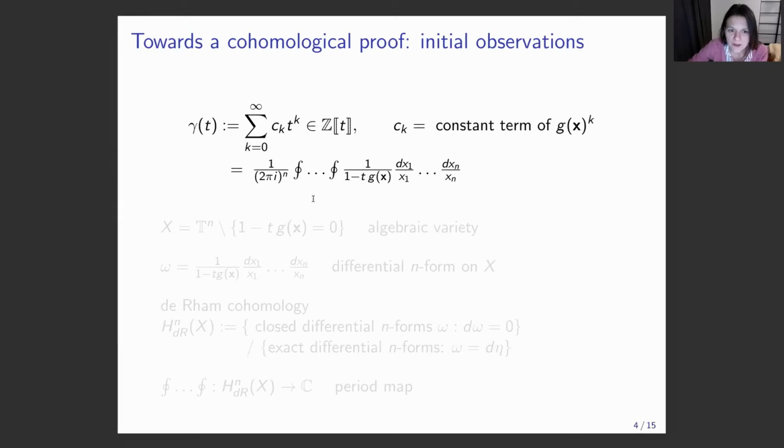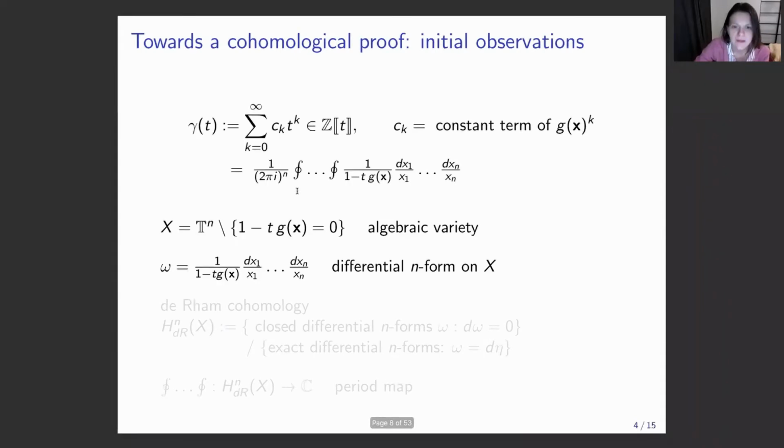This formula here tells us that our generating function actually has some analytic properties. For example, in C topology, it's convergent in some neighborhood of the origin. But what's important to us, it's a period integral. Namely, we have an algebraic variety here, which is the complement of the hypersurface of zeros of this polynomial in the denominator. Its complement in the n-dimensional torus. Let me call this algebraic variety X. Here we see a regular n form on this complement of the hypersurface.